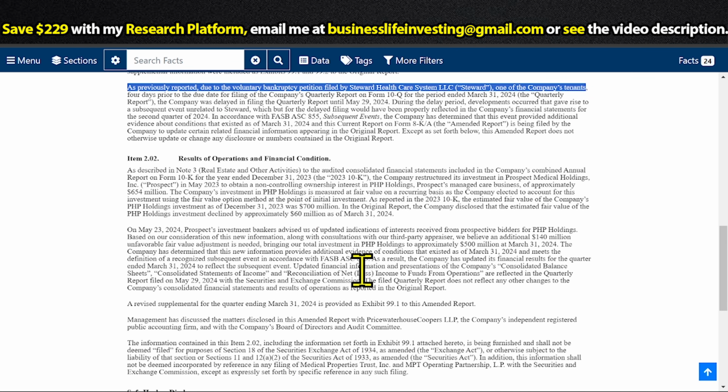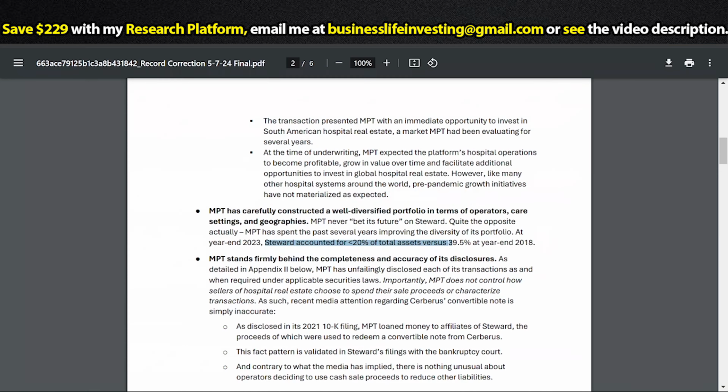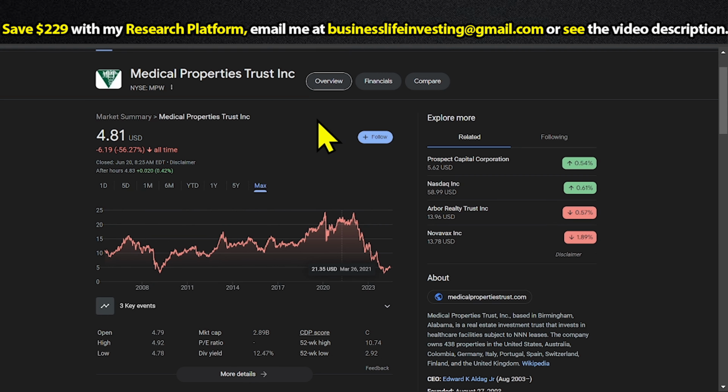If you read more about this company, you can also see that one of their tenants went bankrupt, called Stewart. Maybe you've read the news. And this tenant, Stewart, represents less than 20% of the total assets. In the past, it was higher, about 49%. So they were quite affected by this bankruptcy of their tenant. Other tenants may go bankrupt too, and that will affect the results in the short term, of course. In the long term, they will find other tenants.